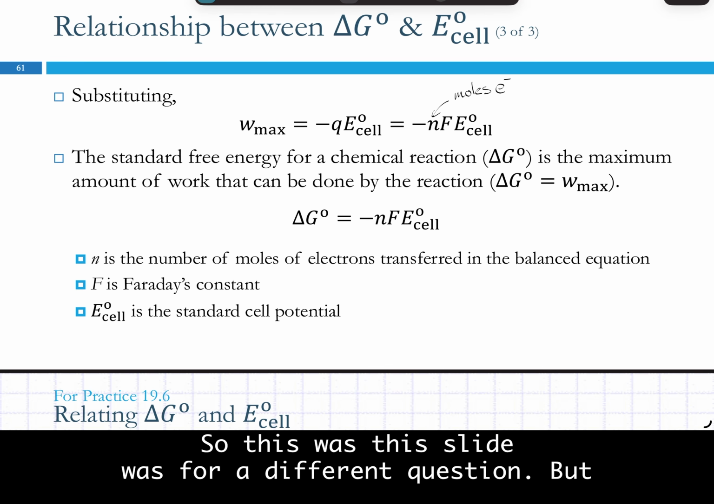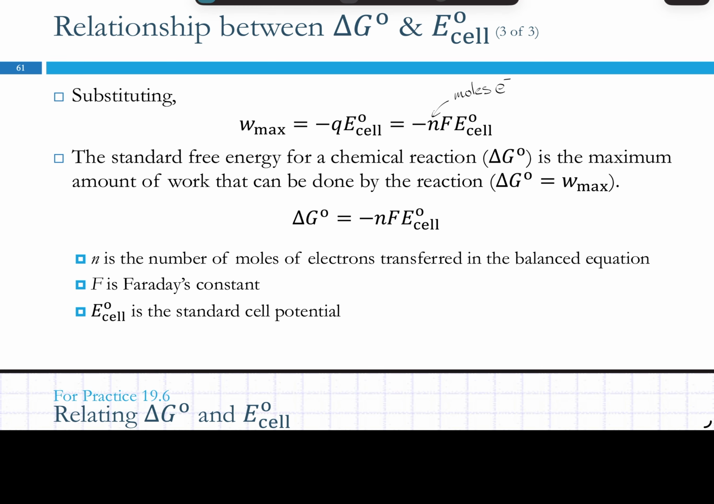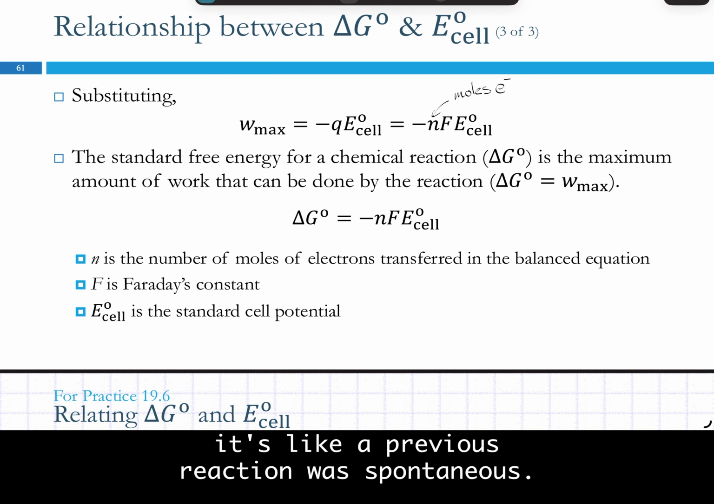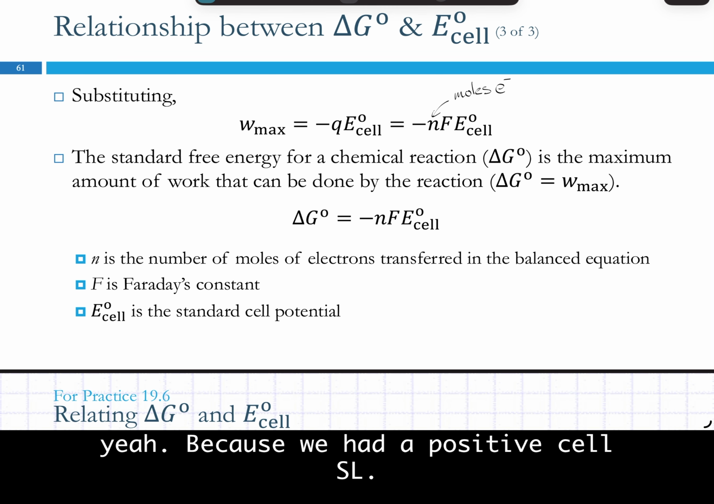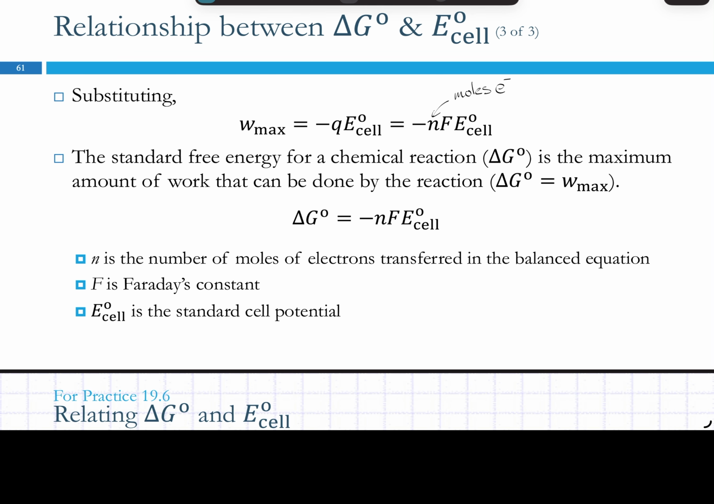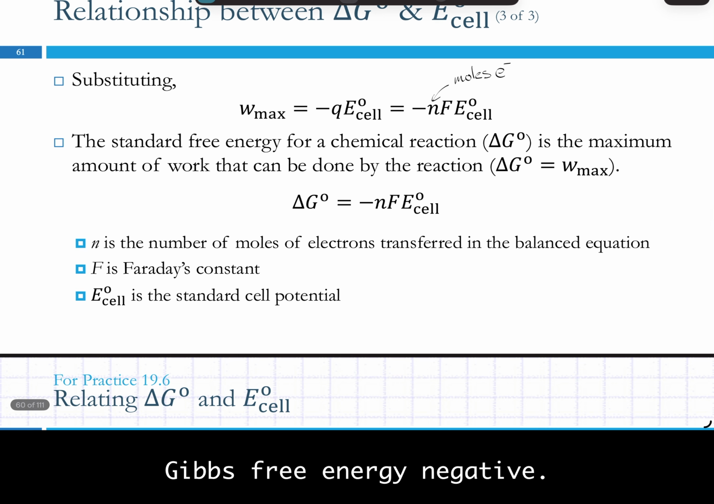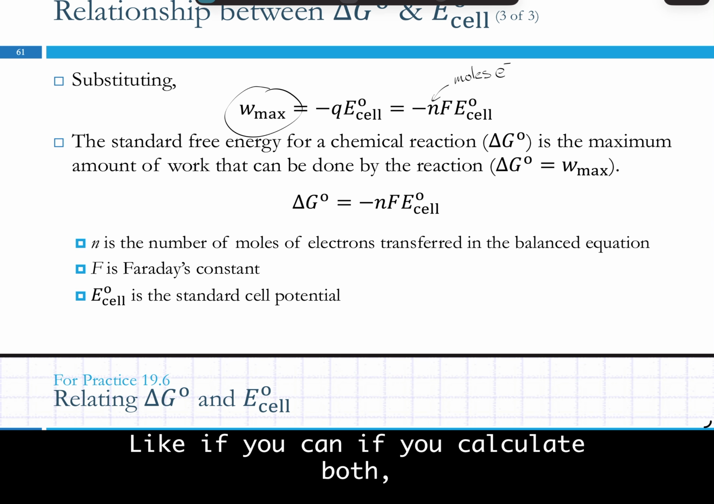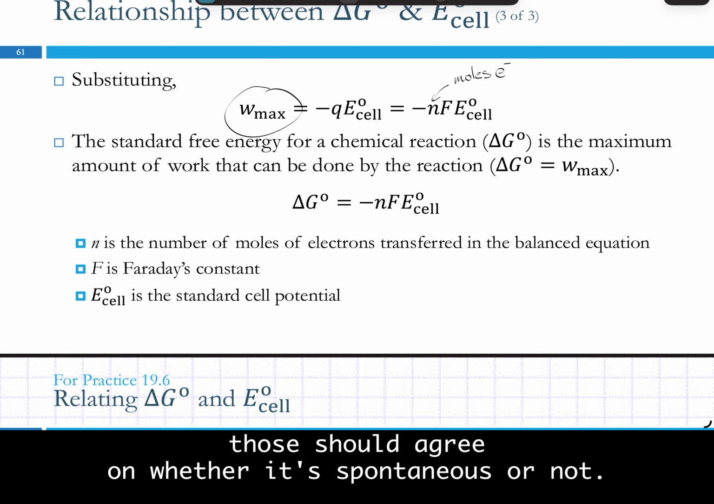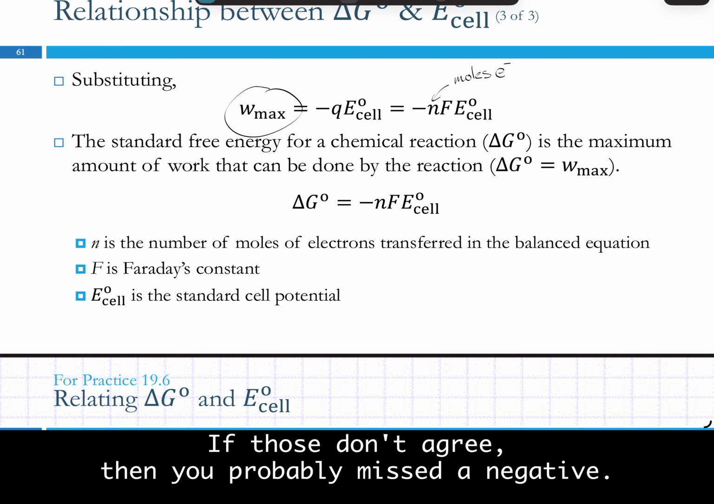All right, so this slide was for a different question, but a previous reaction was spontaneous, and just to point out, we had a positive E cell and a negative Gibbs free energy. So cell potential positive, Gibbs free energy negative, both are telling me it's spontaneous. That would be one way to check. If you calculate both, those should agree on whether it's spontaneous or not. If those don't agree, then you probably missed a negative.